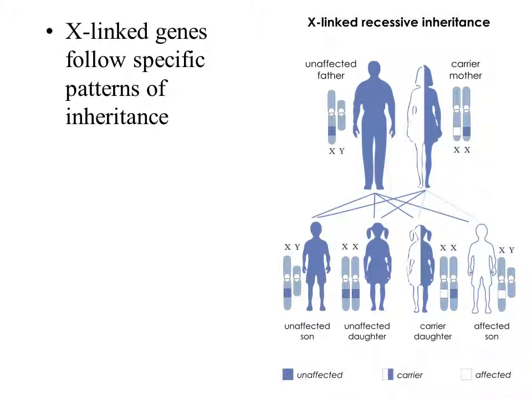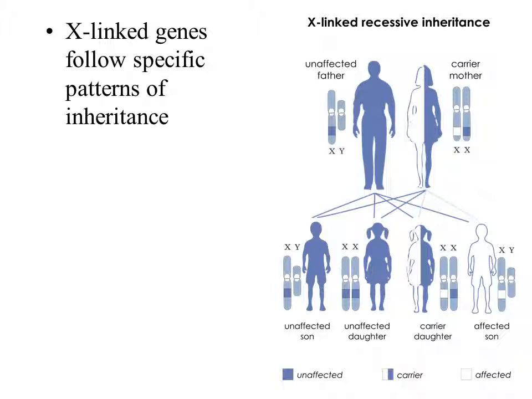Most of the genetic disorders we talked about were autosomal disorders. Autosomal dominant disorders, autosomal recessive disorders. Now we're going to talk about sex-linked disorders. Out of sex-linked disorders, you can have an X-linked or a Y-linked. So let's talk about X-linked genes. These genes will follow specific patterns of inheritance.